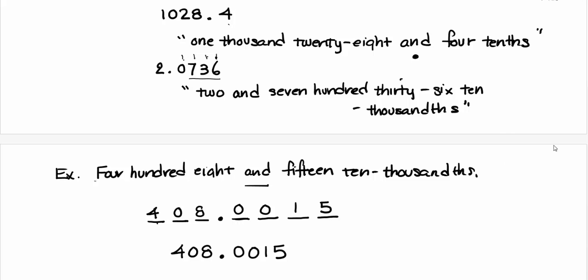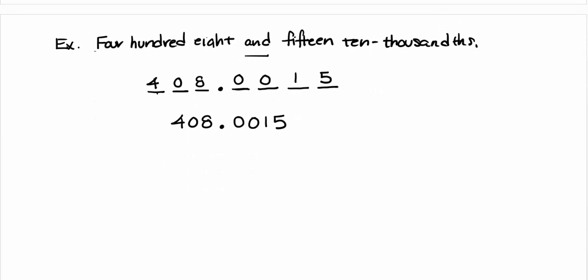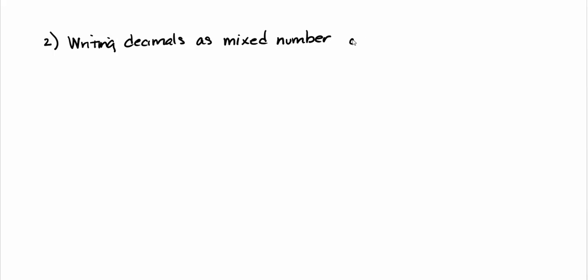Okay, I can also write decimals as mixed numbers and fractions. So in this part, we're going to be talking about writing decimals as a mixed number or fractions. So let's take, for example, these three numbers. Let's take 0.847.